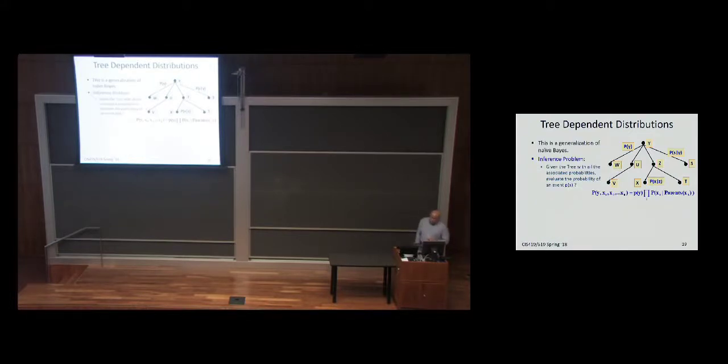What are the problems? Again, we have an inference problem, which is, given the tree with all the associated probabilities, compute the probability of some events.